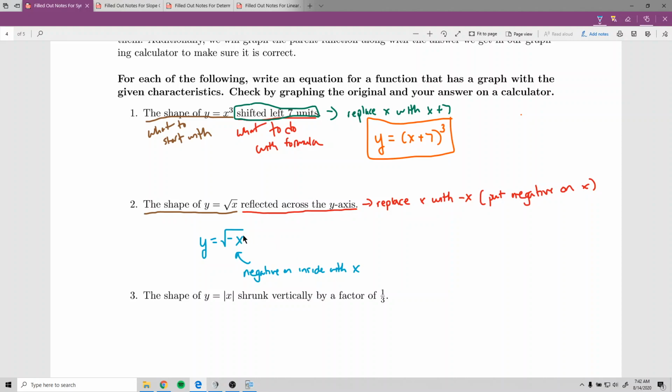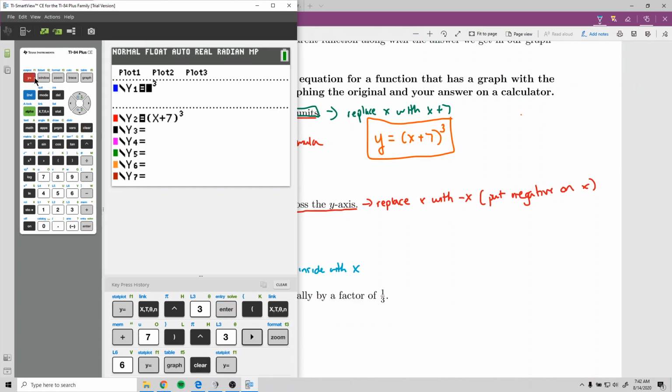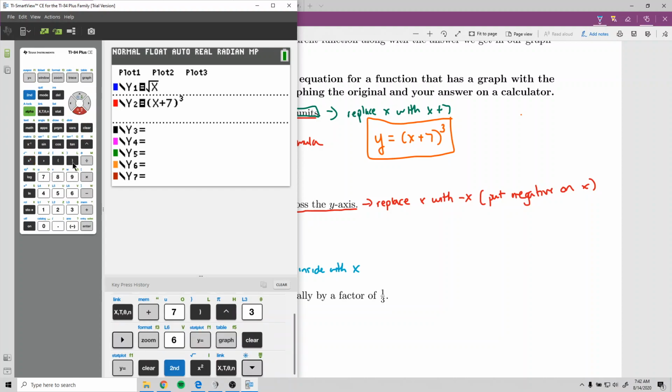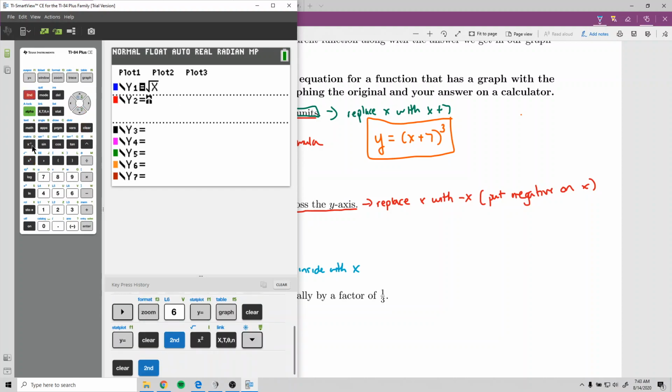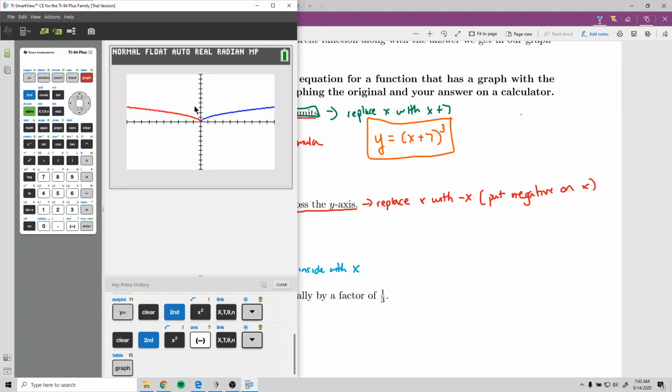If the x was on the outside, the negative would be on the outside with that. Now, once again, this might bother you, the negative being on the inside, but that's okay because x can be a negative number and then the negatives cancel. But let's go ahead and graph the two. So we get y equals the square root of x is our original in blue, and then y equals the square root of negative x, the reflected one in red. So blue is our original, red is this one.